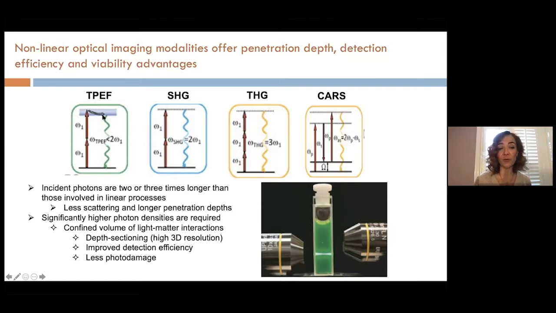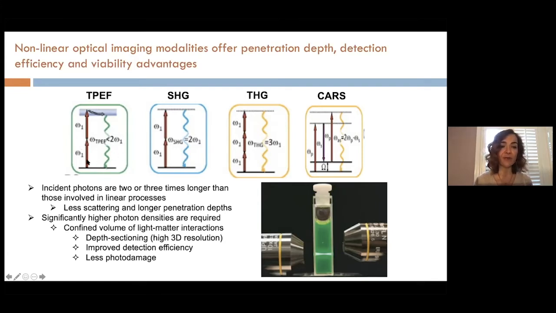Since now we have two photons that together provide the same energy for this interaction, the wavelength of the photons is much longer than the corresponding single photon interactions. That means we can use light in the near infrared where scattering is much less than in the visible. So that's really nice for imaging techniques because it means that we can go deeper into the tissue. However, these nonlinear interactions are much less probable than your linear interactions. That means they require a very high density of photons.